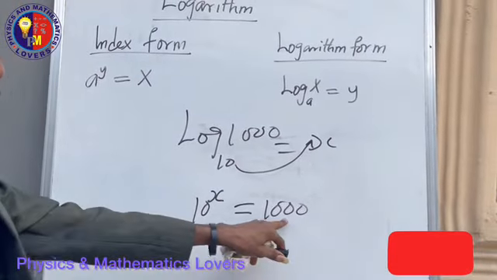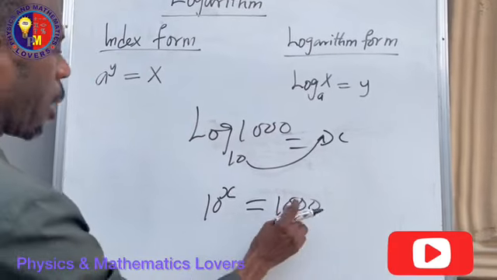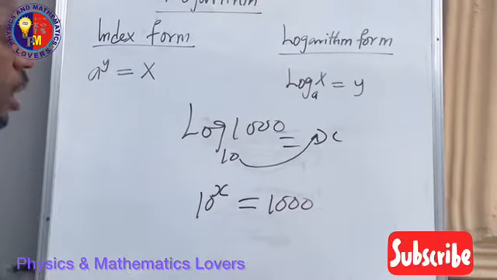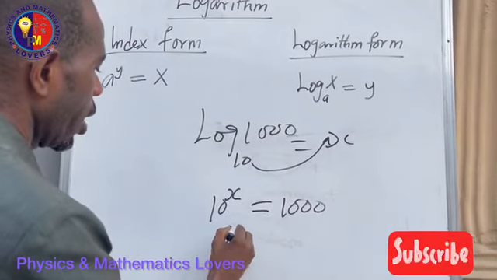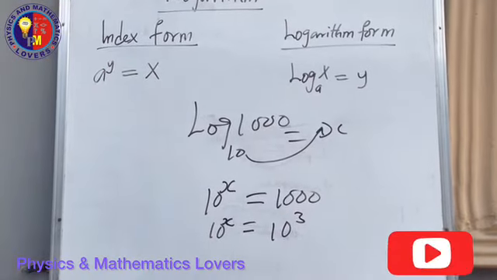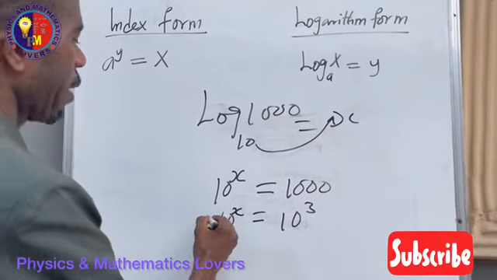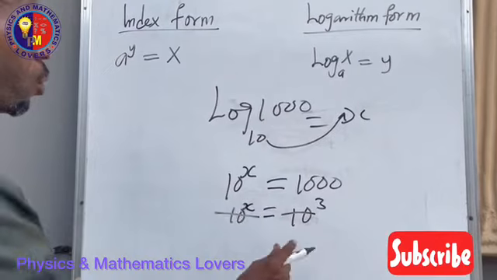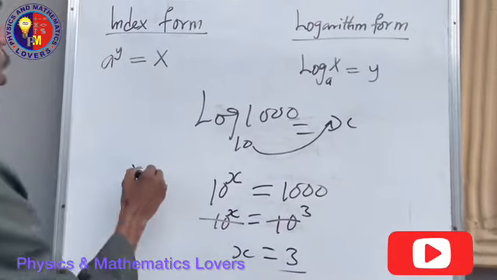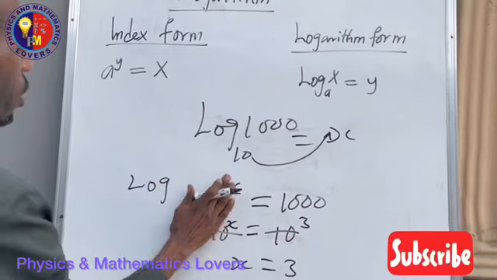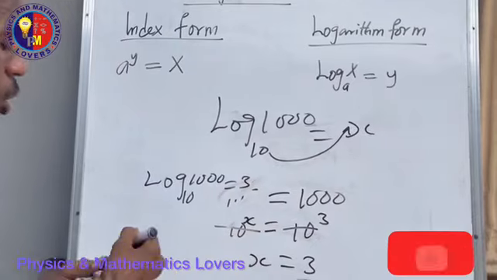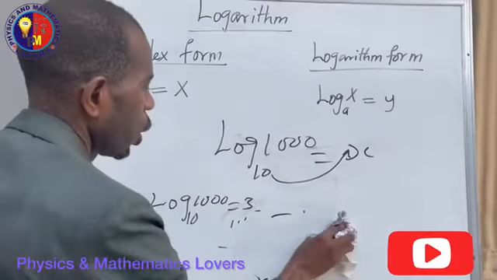Now look at it. I want to get the solution to this question. What I will do is express this one to the power of 10, which means 10 raised to power x is equal to 10 raised to power 3. According to the exponential equation, when I have the same base, the bases go. So x will be equal to 3, which means log 1000 to base 10 is equal to 3. That is what logarithm is talking about.